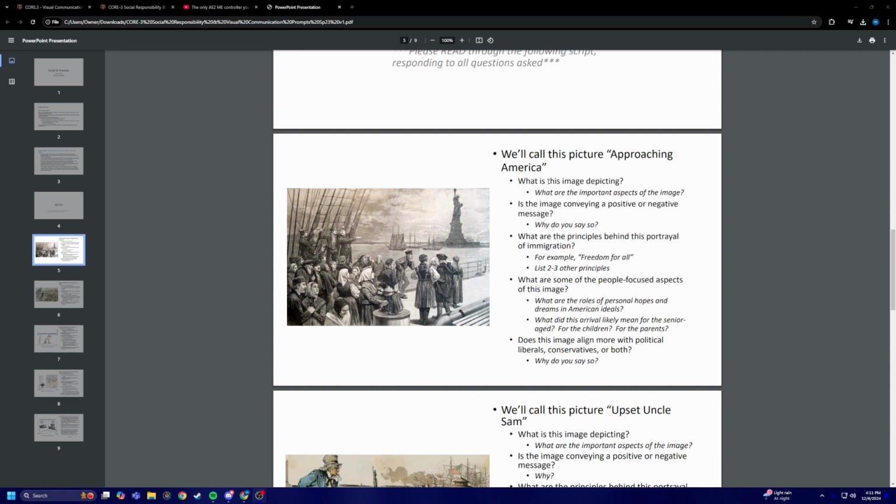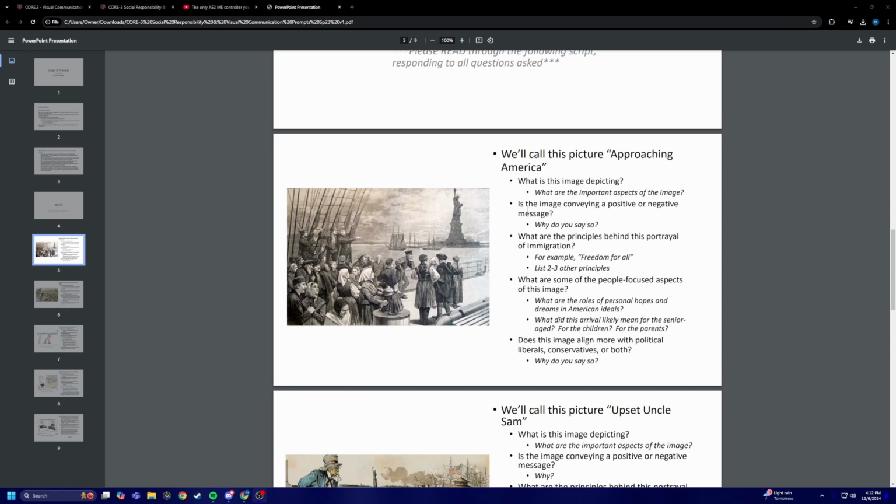Anyway, let's move on to the first image. We'll call this picture Approaching America. What is this image depicting, and what are the most important aspects of this image? Well, looking at it, it looks like it's showing the immigration of large amounts of people to Ellis Island. There's the Statue of Liberty, famously, it's a famous monument.